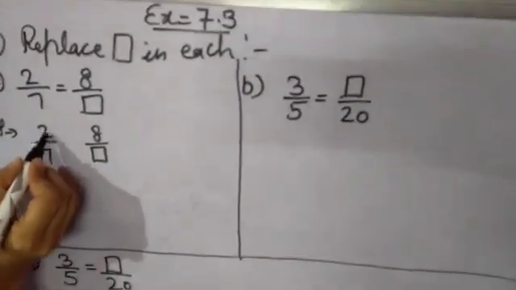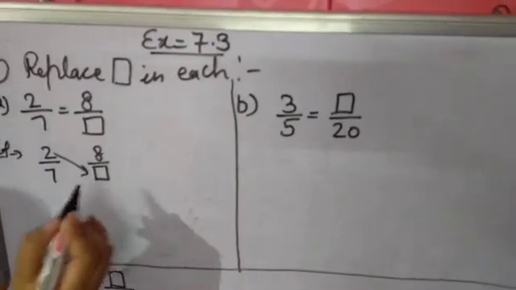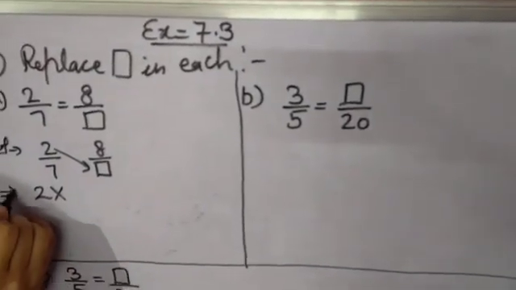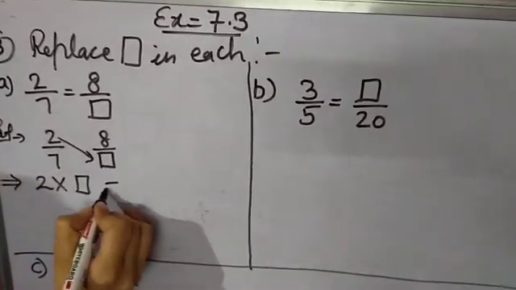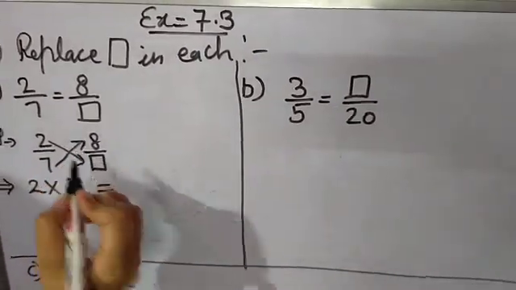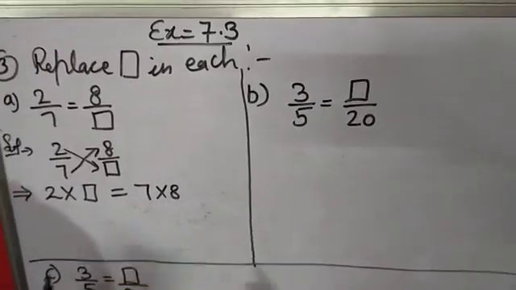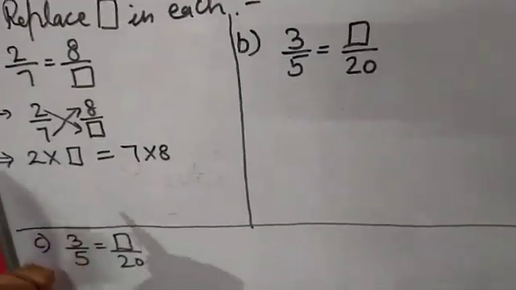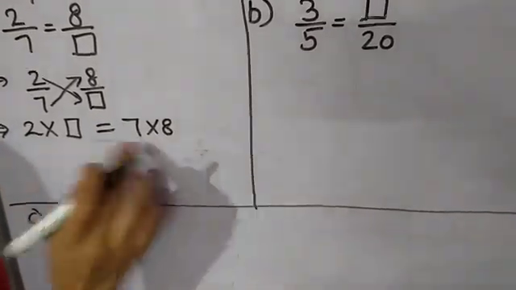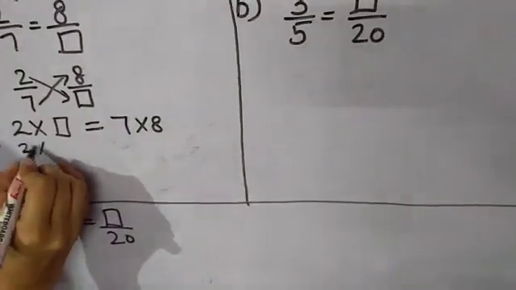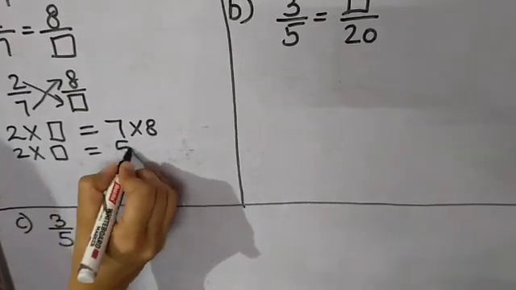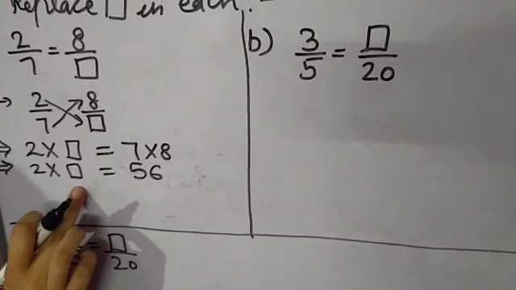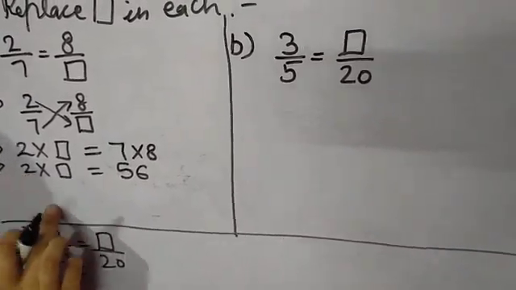First of all, this first number will multiply by box. So it will be 2 multiply box is equal to, now this 7 will be multiplied by 8. Now we cannot multiply 2 and box because there is no number, but we can multiply this. So we will do multiplication here. 7 8s are 56. Now we have to find the value of box. So 2 will go there.